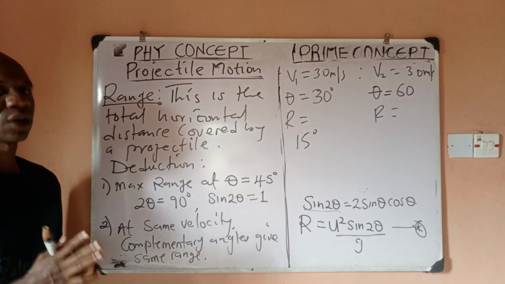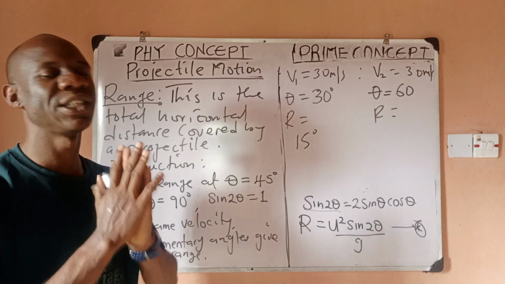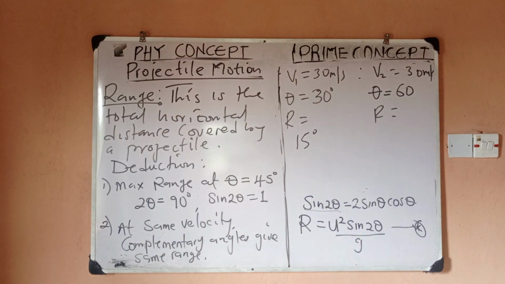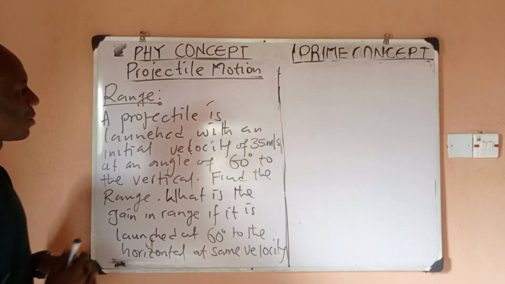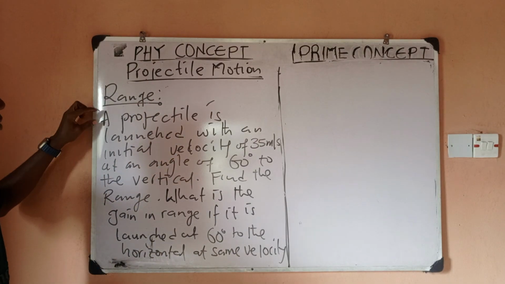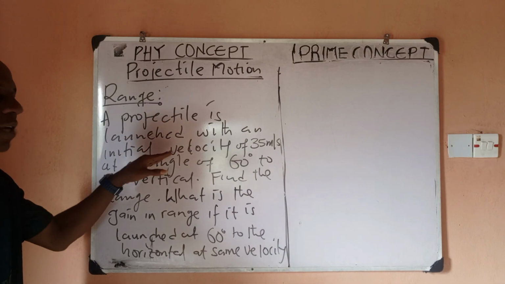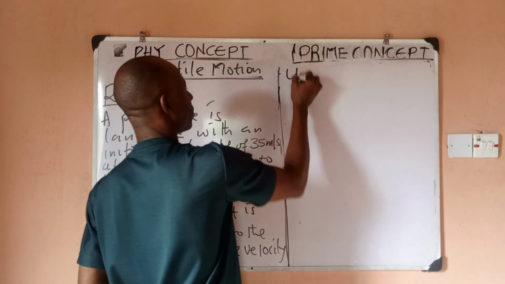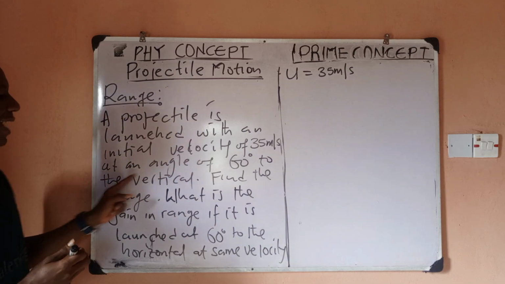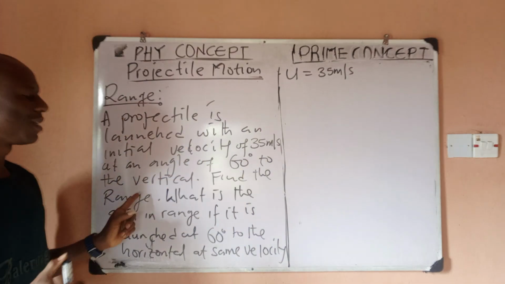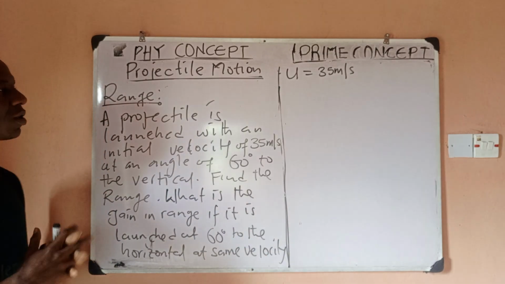So before we end, we want to look at one example that can help us digest the idea of range. Alright, let's look at this problem to really help us understand the concept of range. The question says a projectile is launched with an initial velocity of 35 meters per second. So u is 35 meters per second. That's the initial velocity. At an angle of 60 degrees to the vertical. So take note. Don't just jump into solving problems. Read it carefully so you don't make a mistake. They said at an angle of 60 degrees to the vertical.